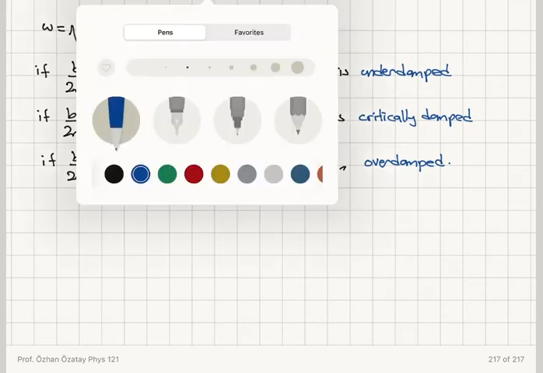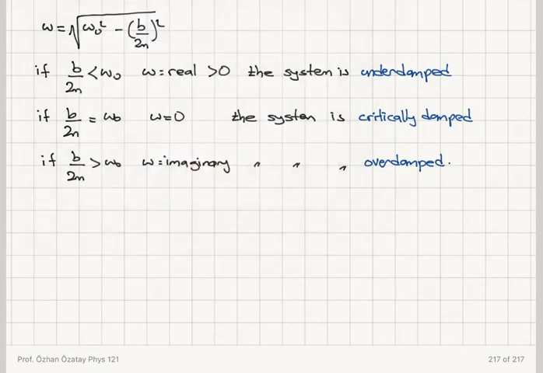All right, and the response that you obtain depends on the value of omega. So if it's real and positive, it's underdamped. If omega is 0, you have no oscillations. The system is critically damped. If b over 2m is greater than omega 0, omega is imaginary, no oscillations, the system is overdamped. Now we can see this behavior, underdamped, critically damped, and overdamped, by plotting x as a function of t, the solution.